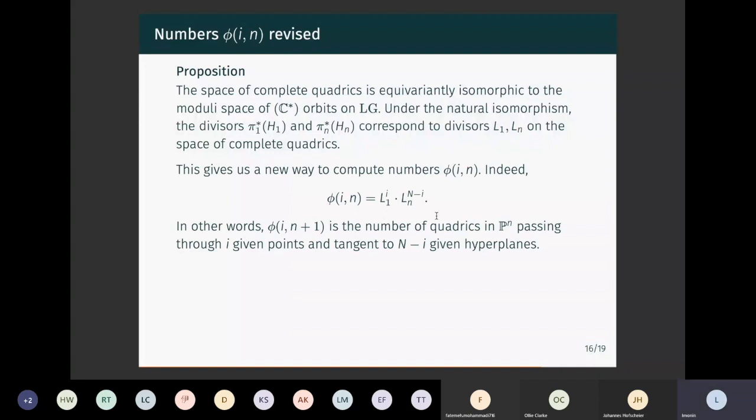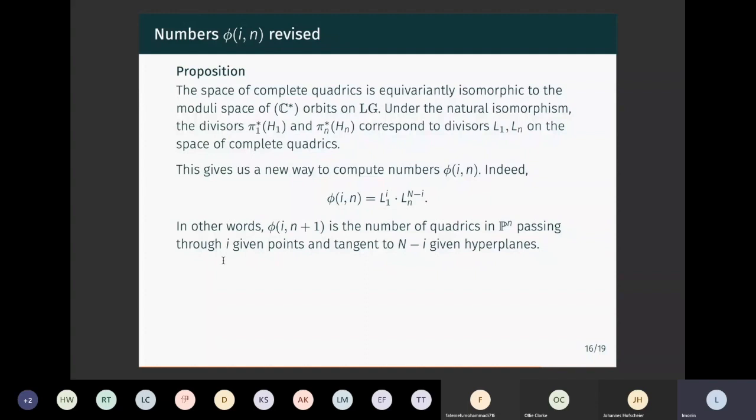Okay, so this indeed is a different way to look at the whole story. So this gives us another way to compute these numbers phi in. It tells us that phi in is equal to L1 to the i and times Ln to the capital N minus i. Or in other words, this is nothing else than the number of quadrics in Pn which pass through i given points and are tangent to n minus i given hyperplanes. So this is a kind of enumerative question people were studying for centuries. This approach also gives us some possible answer to this enumerative question.